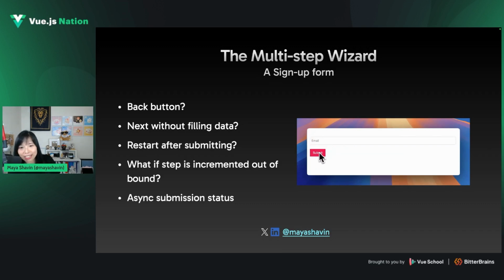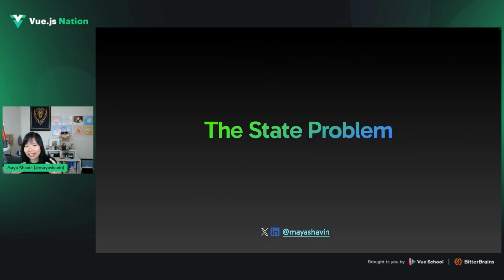And what if the step is incremented out of bounds? Because like you said, we just increment by plus plus. What happens if we accidentally increment it to step 3 while we only have 2 steps? How are we going to display it? How are we going to plug it? And what happens after we click submit? Are we going to do something about managing the asynchronous submission status, like loading, error, and so on? Well, all of that makes up one thing, the state management problem of complexity.